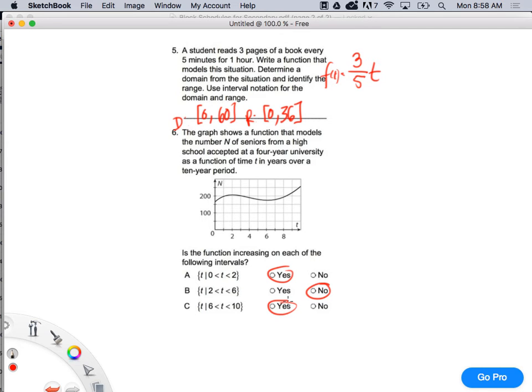Does that make sense? And then to get my domain, it's just 0 to 60 minutes, and my range is 0 pages to the total amount of pages he reads. So I do 60 times 3 over 5. Is that clear? Yeah, I hope so. All right, sorry about the kind of rush here today, class. Thank you for your understanding.